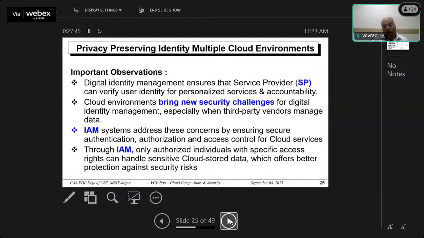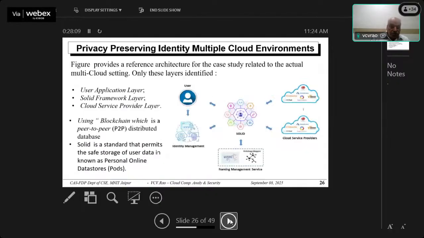Now almost all the cloud environments provide a digital identity. That means the service provider verifies identity for personalized account services, accountability, and ensuring secure authentication, authorization, and access control. All these things are observations which are there.